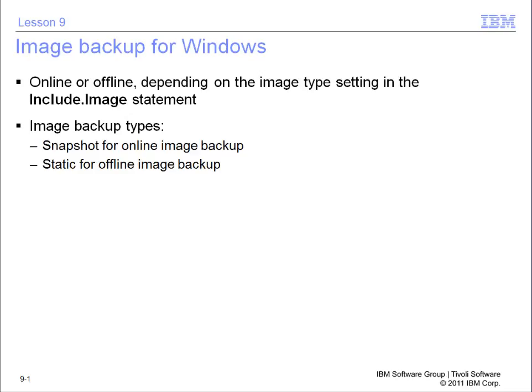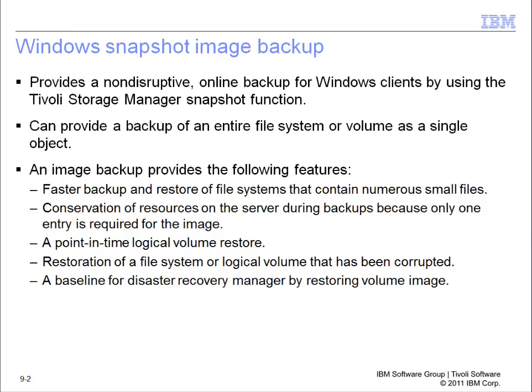You can do a snapshot if you have an online image backup, or you do a static for offline image backups. You'll need to have the include.image statement in your dsm.opt file. There's an example of it in your notes under the slide. For your Windows snapshot image backup, this is going to be while the system is running. Online means your system is still reading and writing, and you're going to take a snapshot, a point-in-time backup.